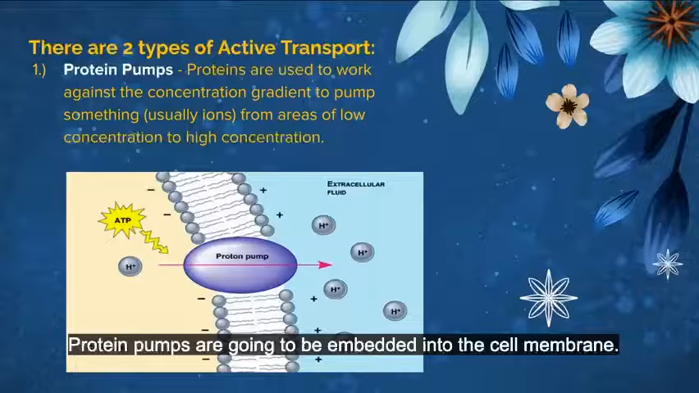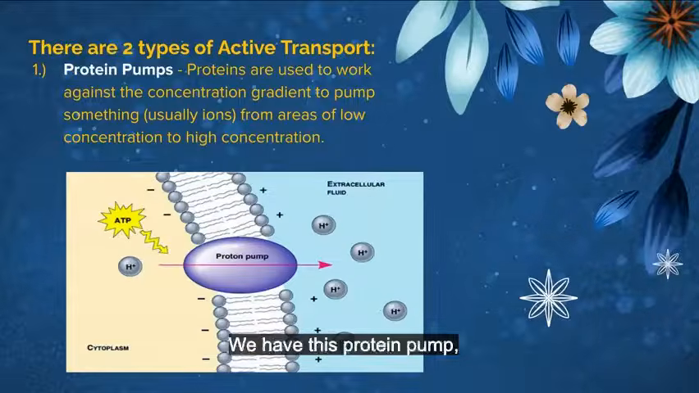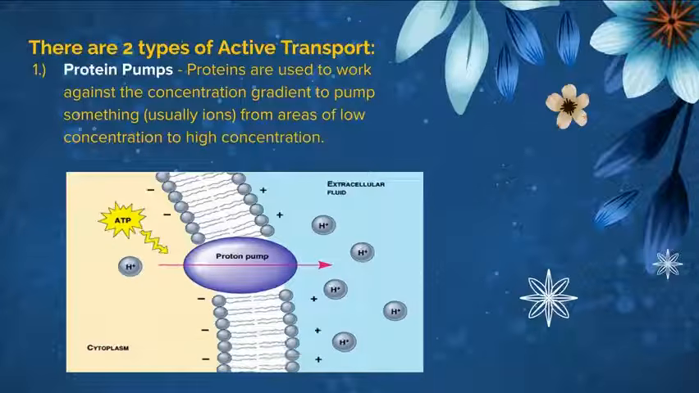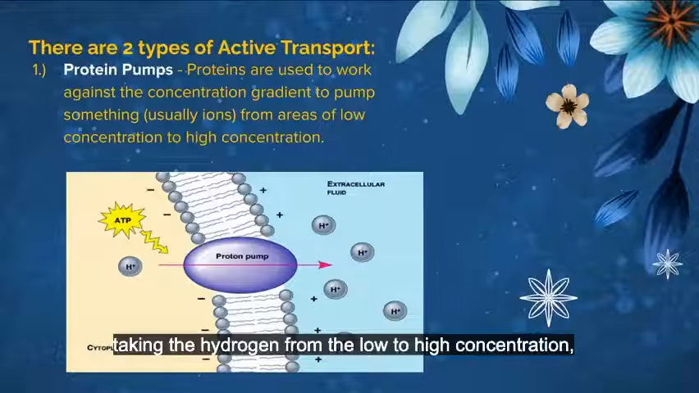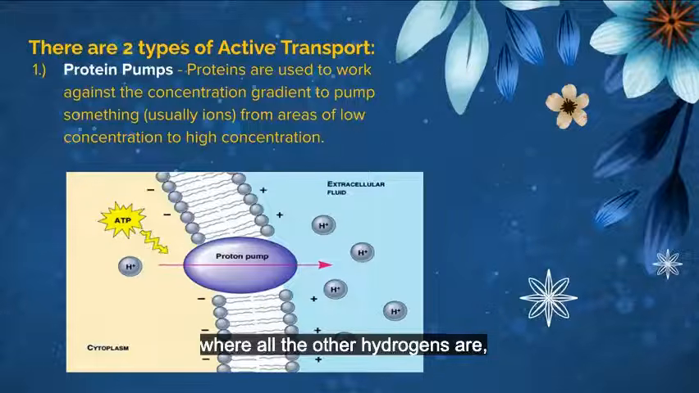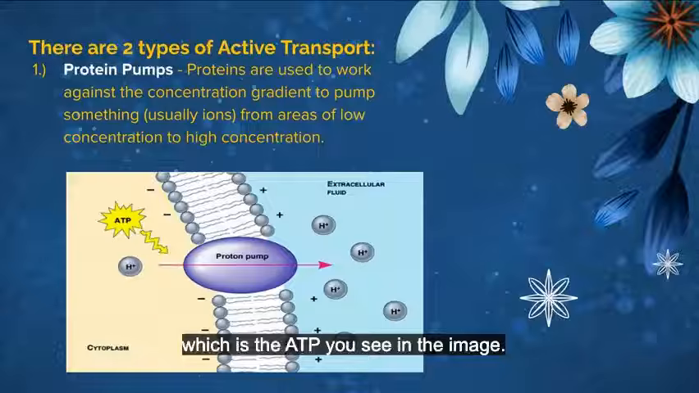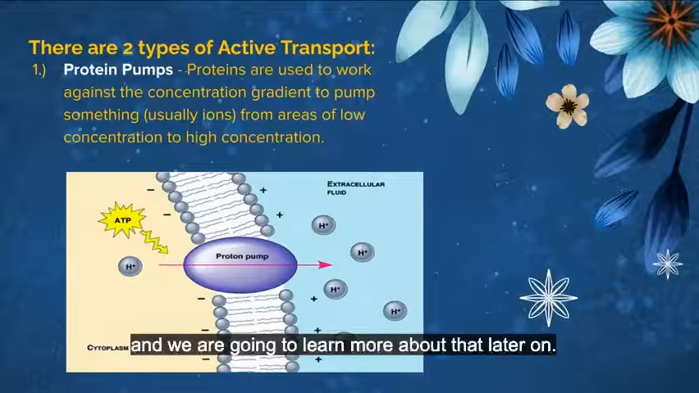Protein pumps are going to be embedded into the cell membrane. Take a look at the image that's on your screen. We have this protein pump, and its job is to push or pump ions across the cell membrane. We are looking at the pump taking the hydrogen from the low to high concentration where all the other hydrogens are, and they need to use energy, which is the ATP you see in the image. ATP is what energy is in the cell, and we are going to learn more about that later on.